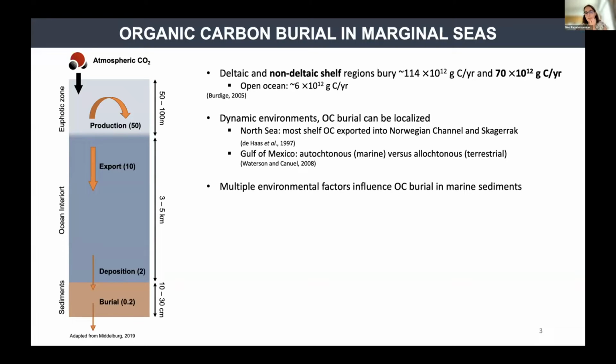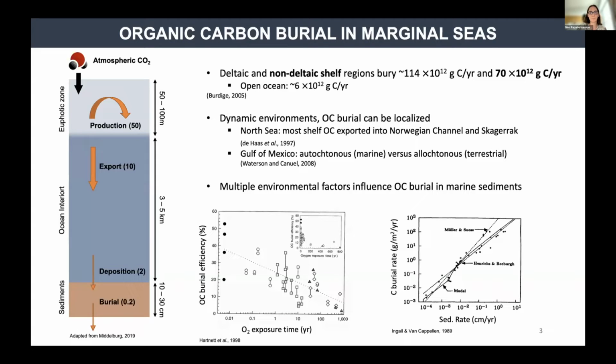Now, there's a number of factors, of course, influencing organic carbon burial. I'm not going to go into all of them, but of course, the availability of nutrients in the surface ocean determines how much organic carbon can be produced. So more nutrients means more production, and if all else stays the same, then you would also get more burial. Exposure time to oxygen is important.